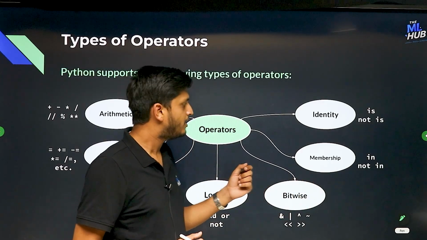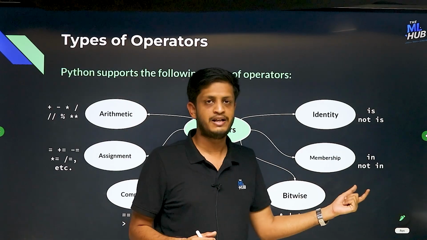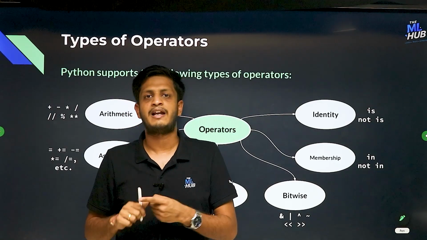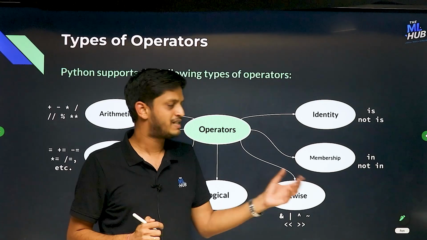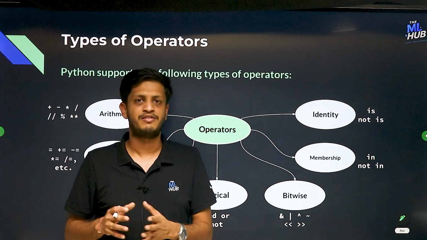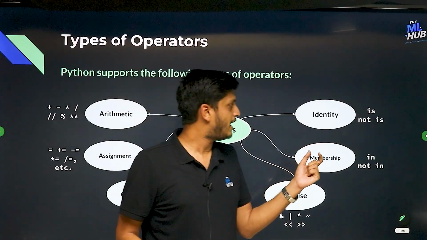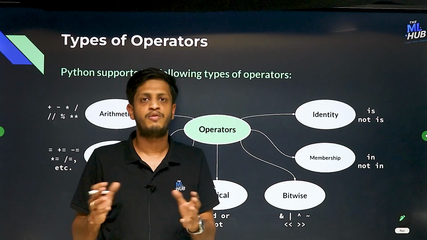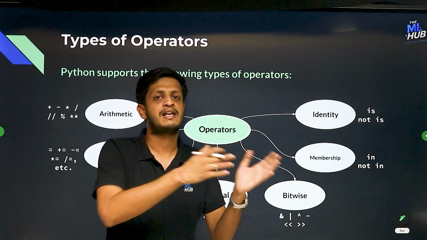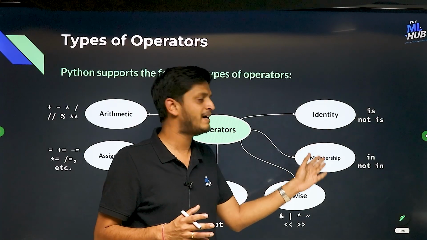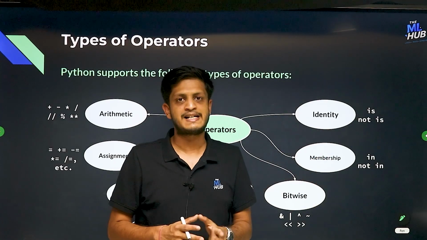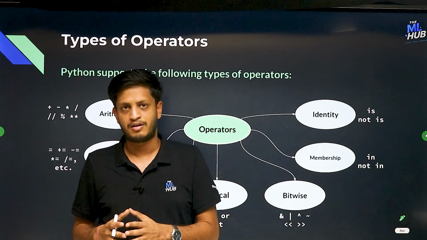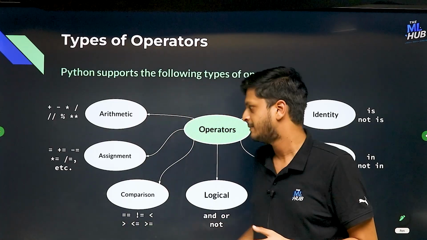Next we have membership operators, in and not in. They are used to check whether a particular element is present in a collection or not. For example, whether an element is present in a tuple or list. We will see what tuples and lists are in data types, and then we will see how membership operators work. And finally we have identity operators. They check whether 2 variables actually point to the same object or not. Right now you won't be able to understand identity and membership. These 2 operators we will discuss after data types and expressions are done. So all the remaining operators we will see in this video. So let's start.